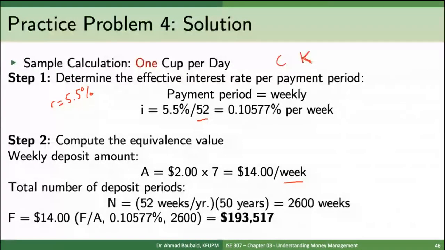And now I can find my F given A just as before, but I use the correct interest rate, which I just found, and I use the correct N, which I've also computed. And I find the exact same value that was in the table. Okay?